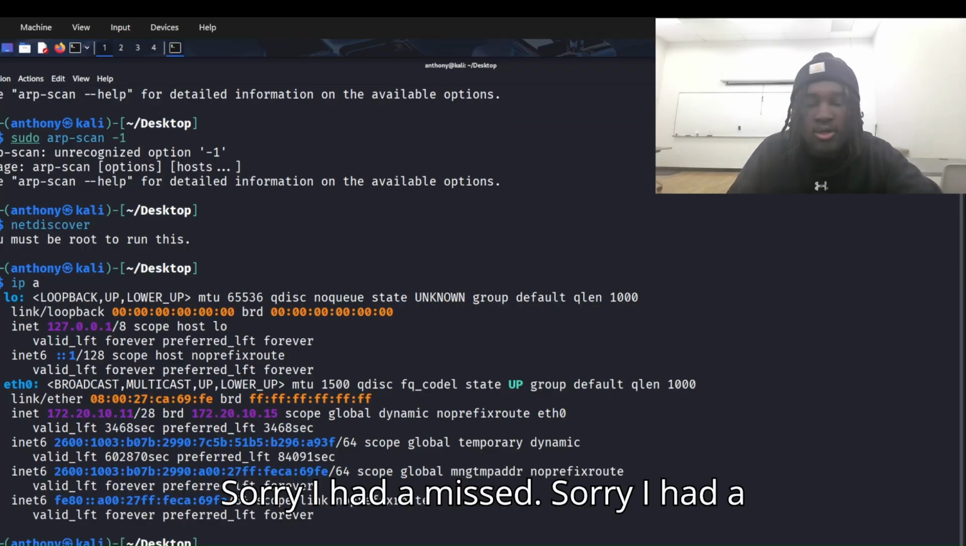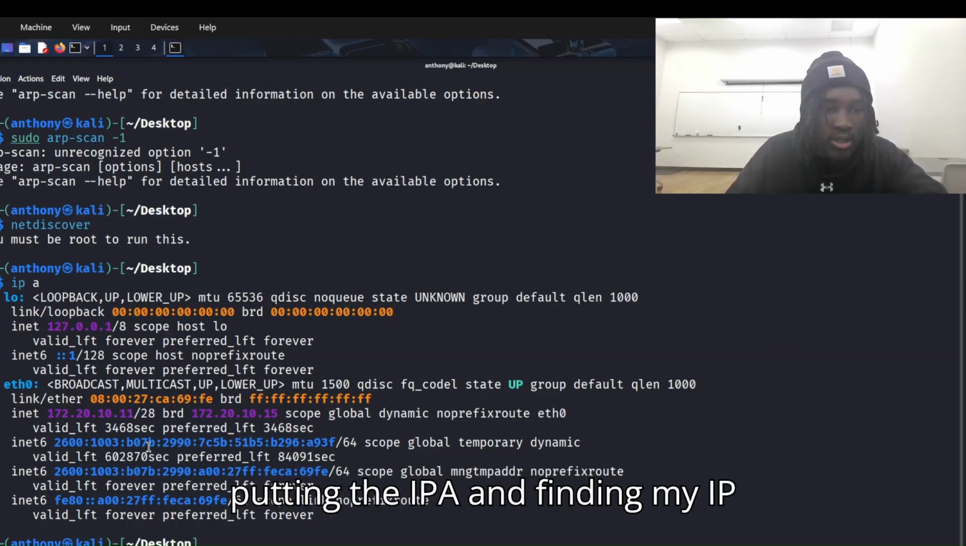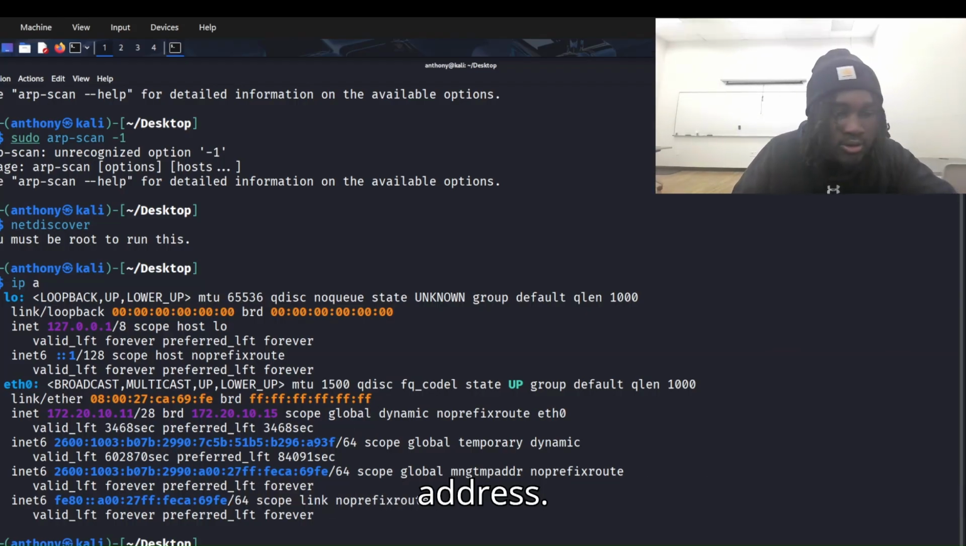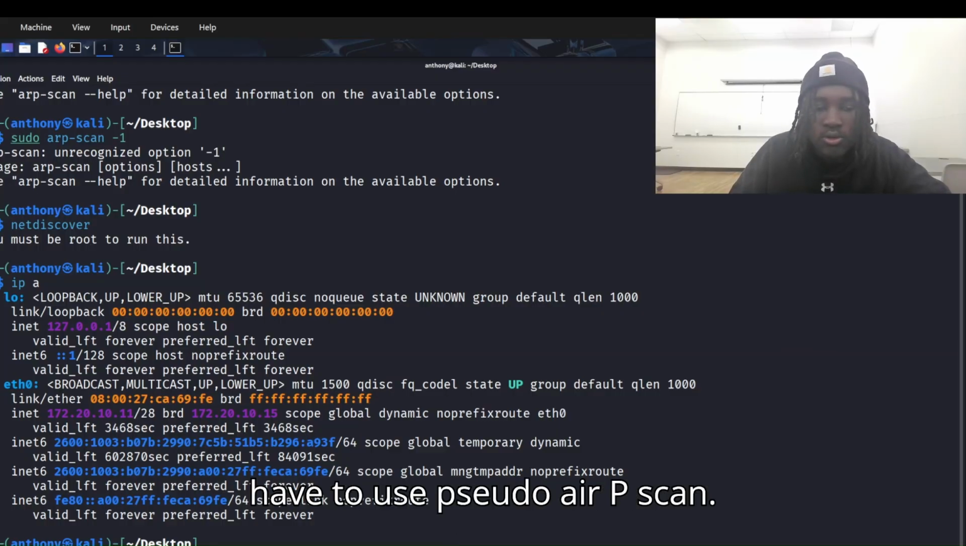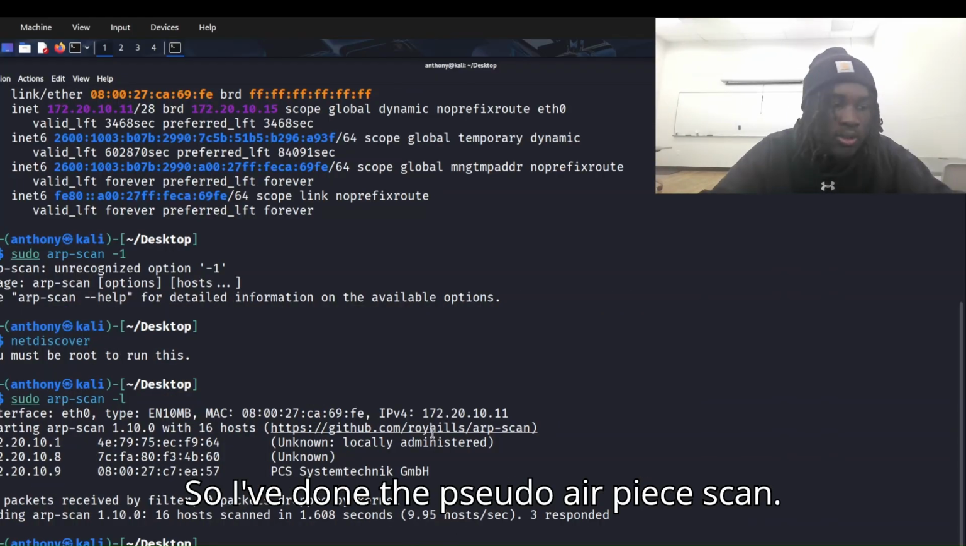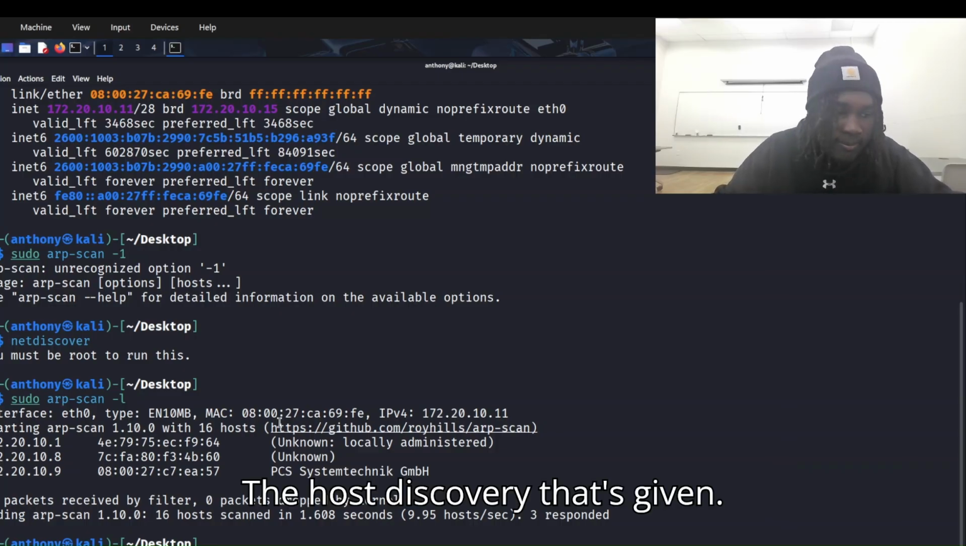Sorry, I made a mistake. First, I start off by typing ip a and finding my IP address. After I find my IP address, I use sudo arp-scan. I did the sudo arp-scan and found the host discovery that's given.